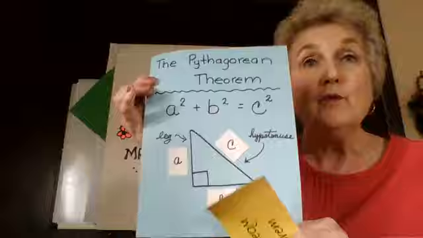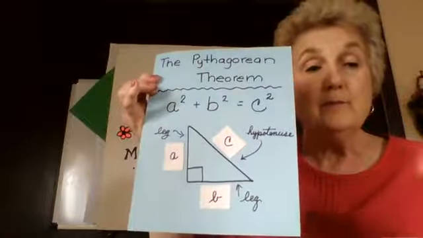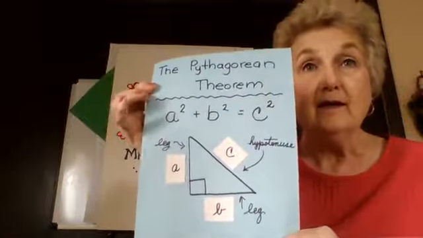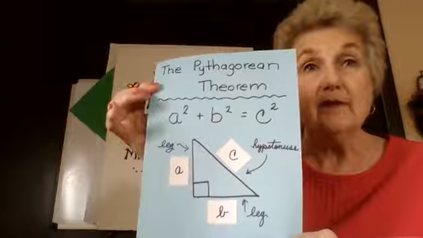Just as I suspected, we have to do a little bit more work on the Pythagorean theorem. Hopefully, after watching the last video, you entered this important formula on your formula card: A squared plus B squared equals C squared. And maybe you even drew a little picture of a right triangle.